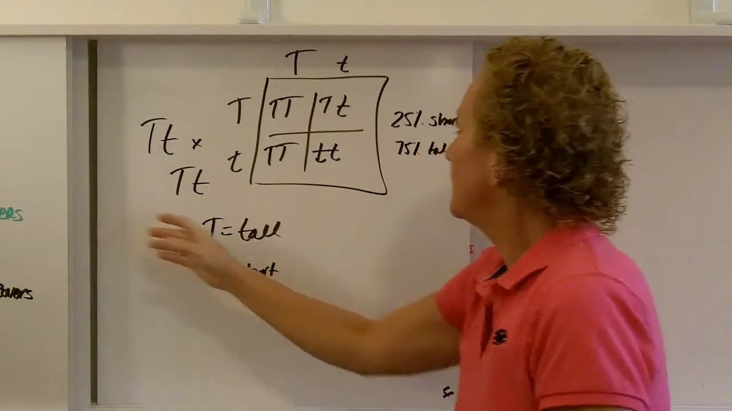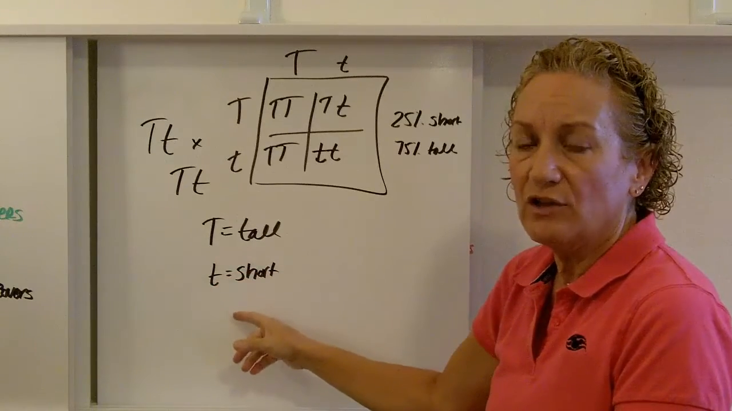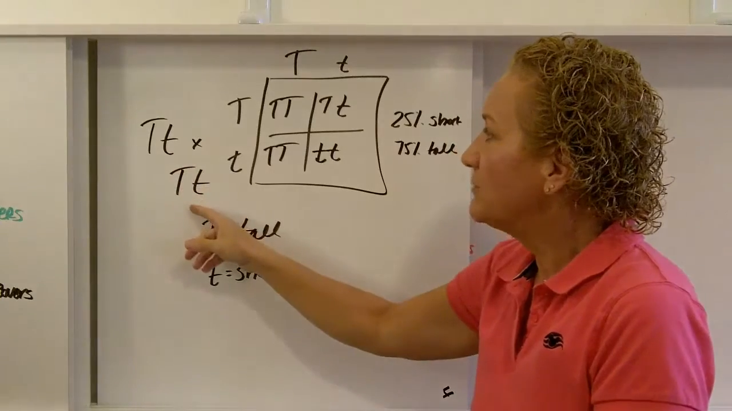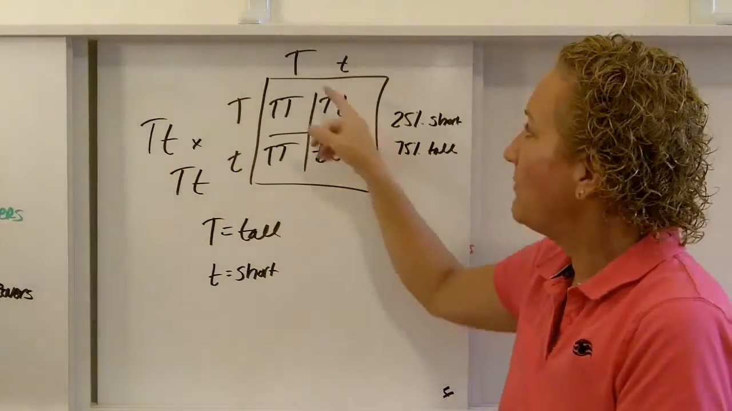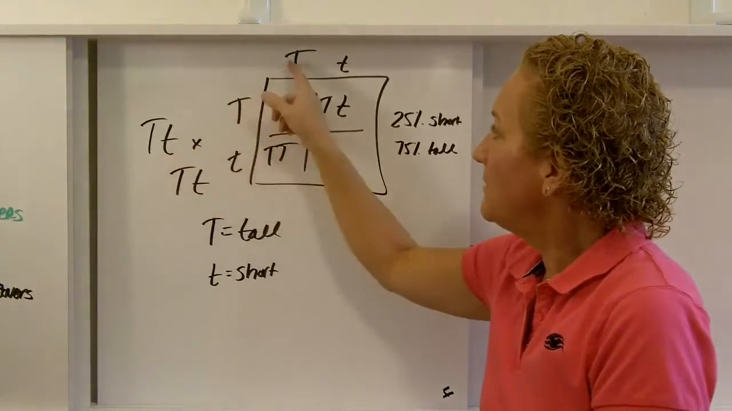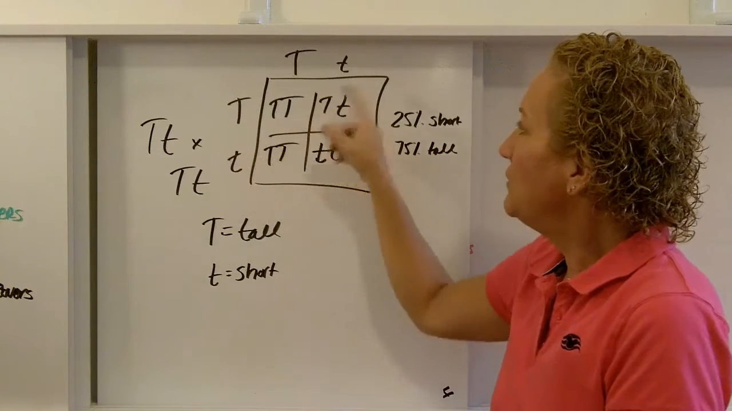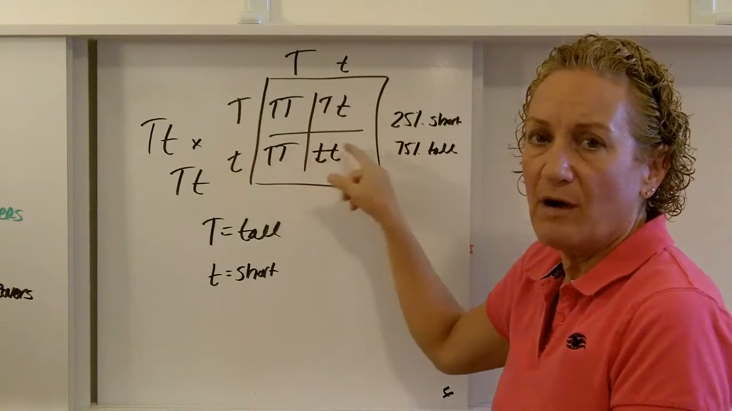So let's do another example. We have uppercase T meaning tall, lowercase t meaning short. So we have a hybrid mixed with a hybrid. So both parents have upper and lowercase t, and look what happens. So I'm going to put this T up here, lowercase there, uppercase, lowercase, and I'm going to do my cross. So uppercase, upper, lower, upper, lower.